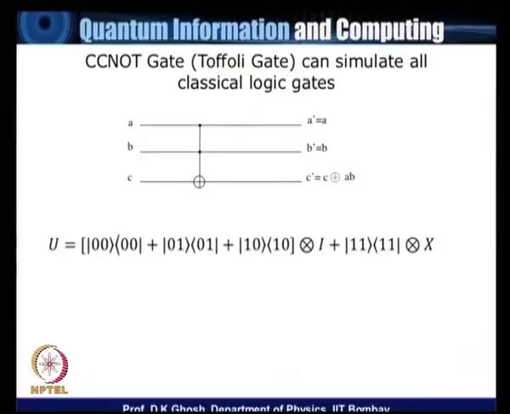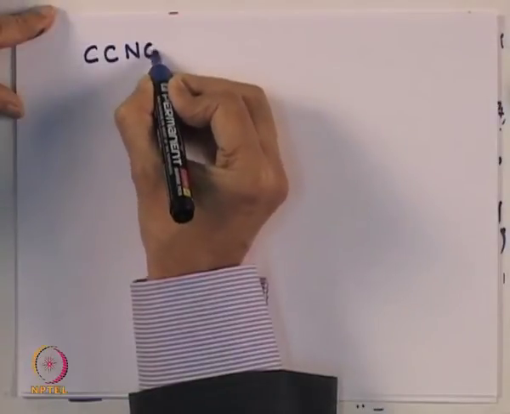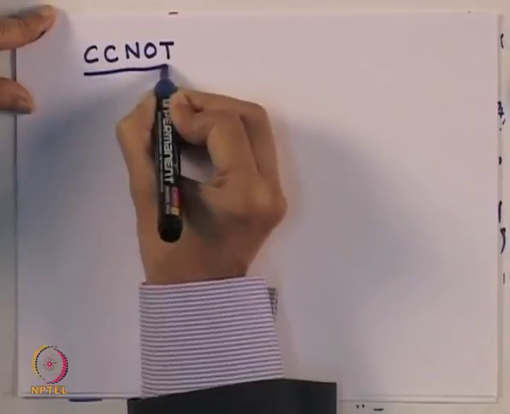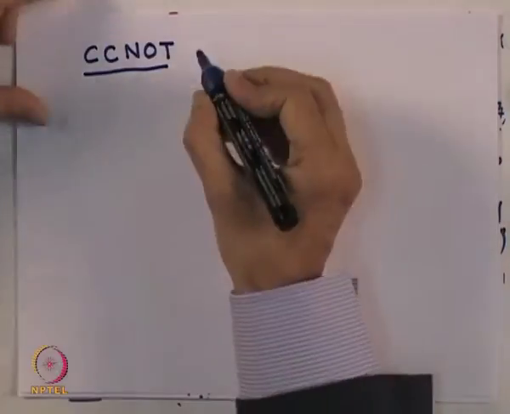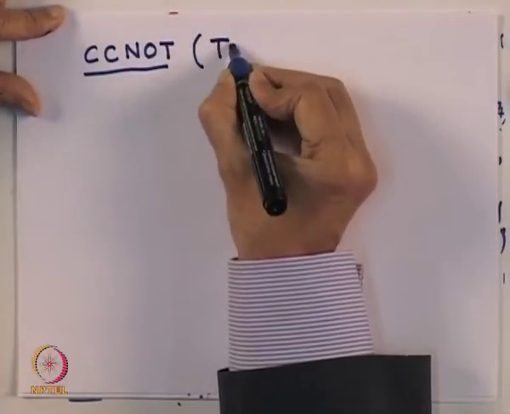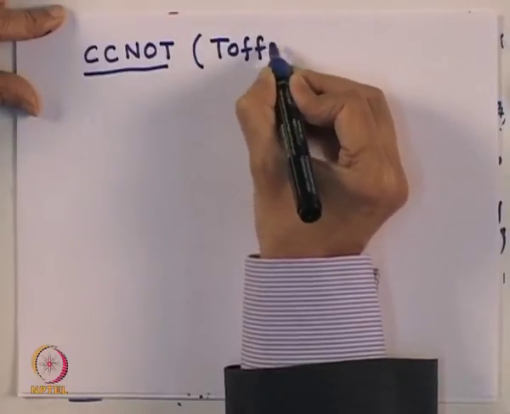There is another gate which is a 3 qubit gate. Now this can actually even simulate all classical logic gates. It is not done like that because, as I told you, there is a garbage problem there. But this gate is called a CC0 gate, control control not, also called a Toffoli gate.